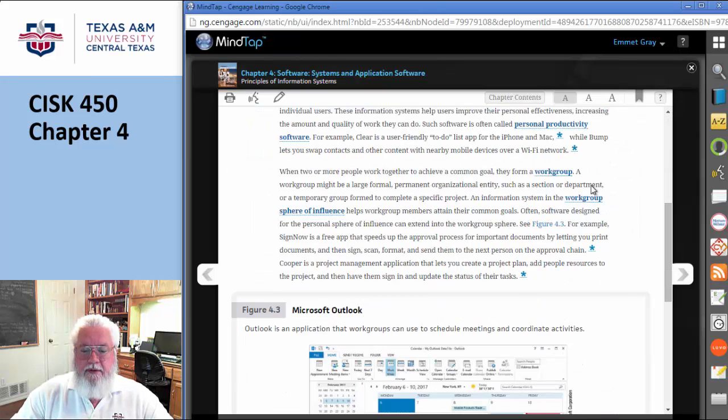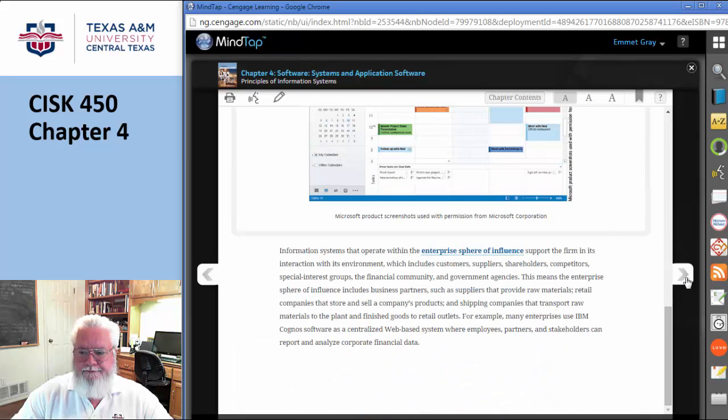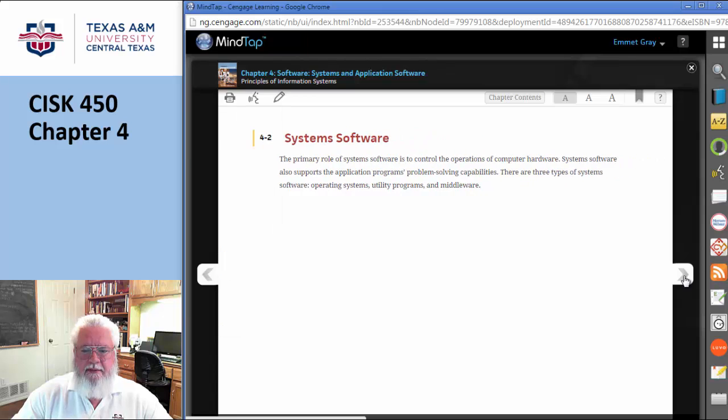One of the things that's kind of weird is they start talking about system software. And they talk about there being 3 types of systems: operating systems, utility programs, and middleware. So of the 3 different types, the first one they talk about is the operating system.